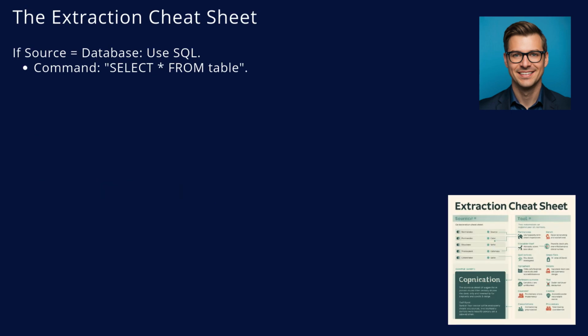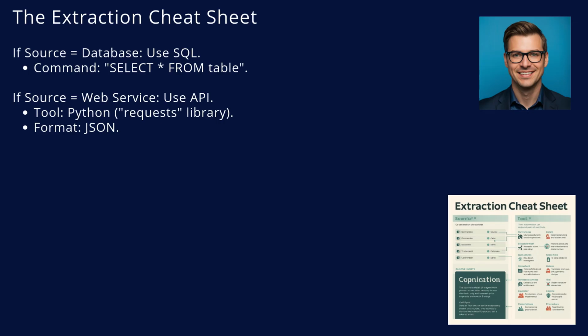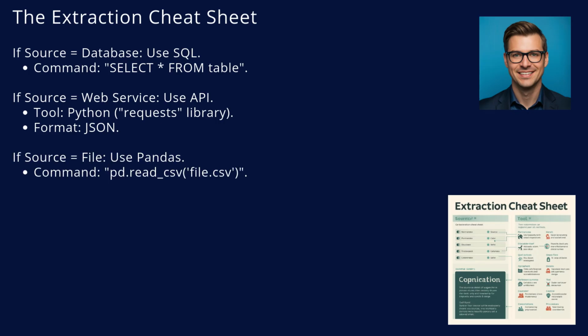Here is your technical cheat sheet. If your source is a database, your tool is SQL. Your primary command will be SELECT. If your source is a web service, your tool is likely an API request using a Python script. You will receive data back in JSON format. If your source is a file, like a CSV from a government site, your tool is the Pandas library in Python. The command is simply read_csv. Memorize these three pairings.